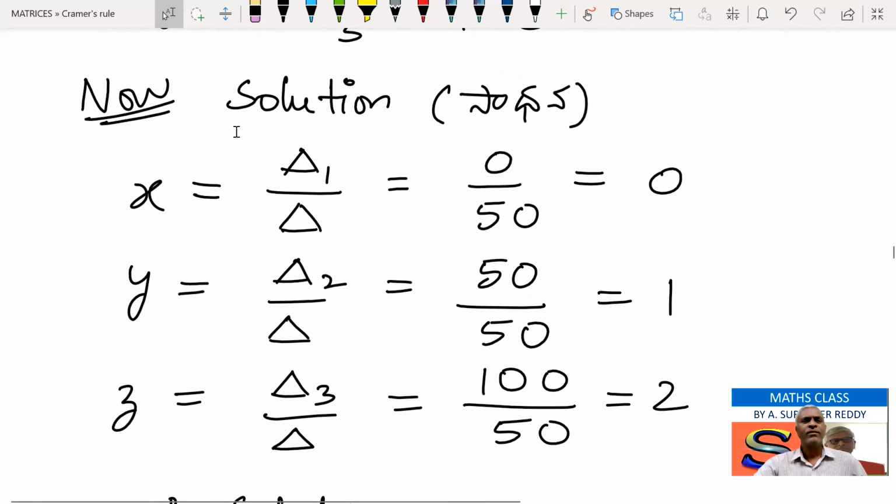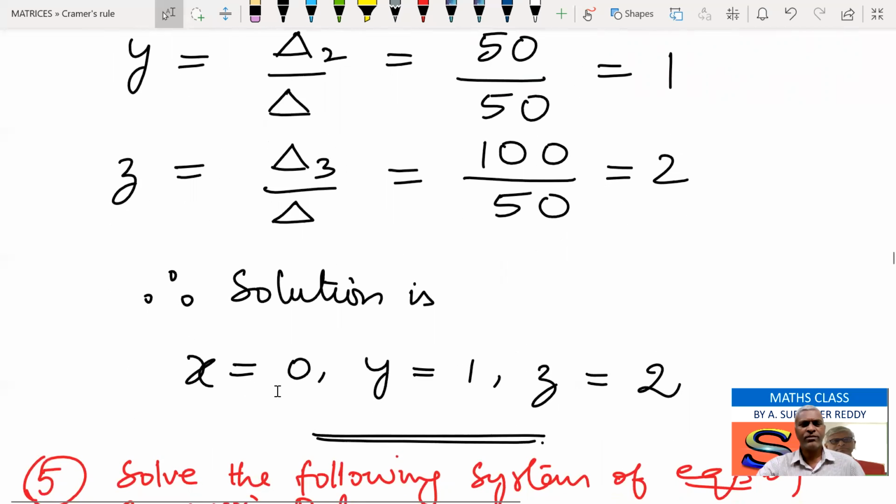Now, the solution. x value is delta 1 by delta, that is 0 by 50, 0, 0 by anything is 0. Delta 1 value 0, delta value 50. And y value is delta 2 by delta. Delta 2 value 50, delta value also 50. 50 by 50 is 1. Z is delta 3 by delta. Delta 3 value 100, delta value 50. So 100 by 50 is 2. So the solution is x value 0, y value 1, z value 2.